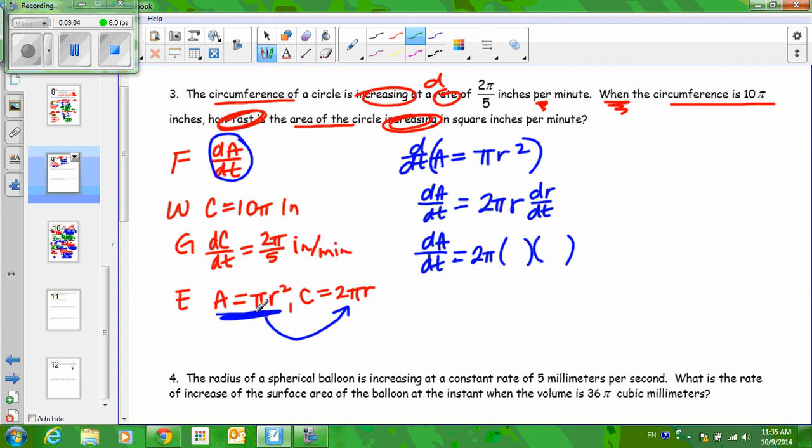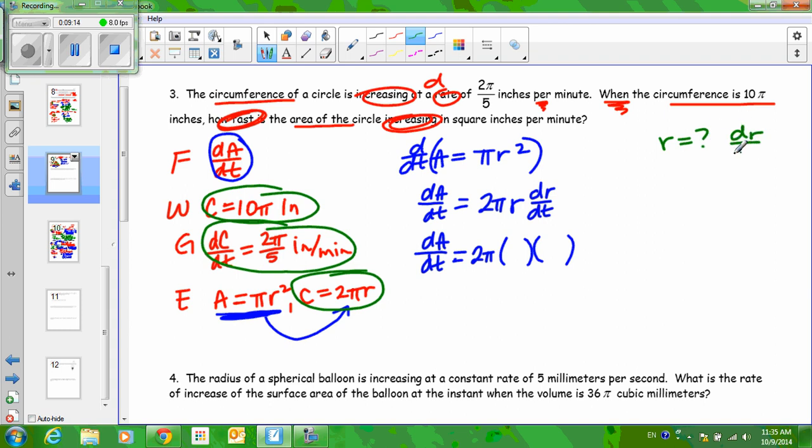Dr wasn't given. So I'm going to have to use the information that I was given, this other stuff, and go off to the side and figure out, okay, what is r and what is dr over dt. R is the easier one to find. If you know that the circumference is 10 pi, and you know that the equation is 2 pi r, that means that r must equal 5. Okay, so I'm going to go ahead and put a 5 there.